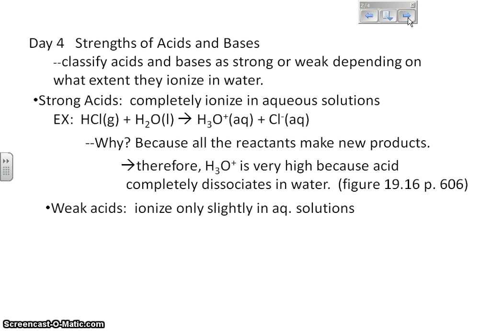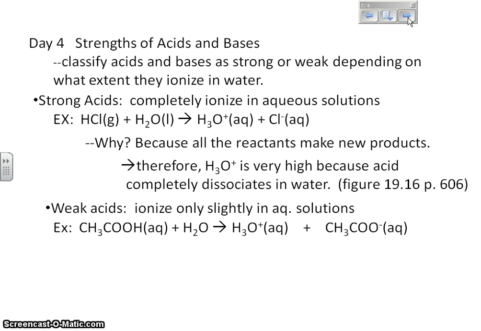Alright, so what is a weak acid? Weak acids only ionize slightly in aqueous solutions. Example, CH3COOH plus H2O produces H3O aqueous plus CH3COO negative. So, up here, when we talk about strong acids, you see HCl plus H2O makes H3O plus Cl. There is no remnants of anything that somewhat resembles hydrochloric acid.